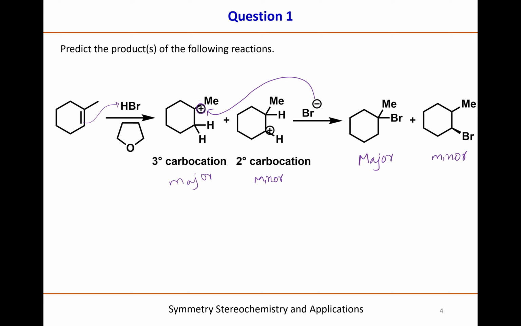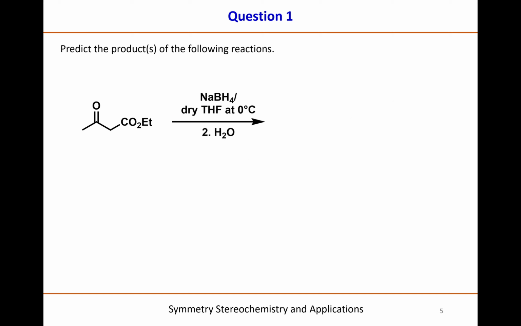I hope all of you are clear with this question also. Next, predict the product of the following reactions. As we have discussed in earlier classes, and today also we have discussed different reducing agents, right? So in today's class, when we were discussing the different reducing agents, we discussed LAH, NaBH4, palladium charcoal, DIBAL-H, right?